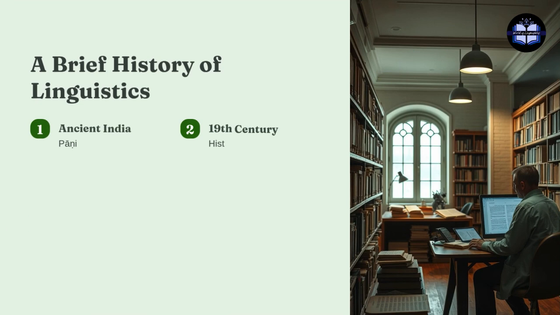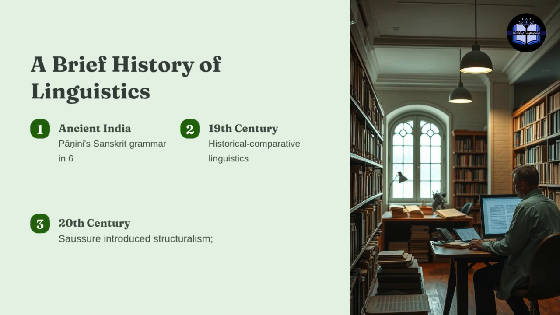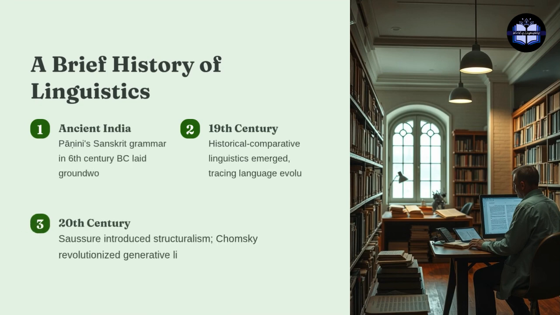Now, let's rewind and take a quick look at the history of linguistics. In ancient India, around the 6th century BCE, a brilliant scholar named Panini wrote a detailed grammar of Sanskrit. Think of it as a first ever guidebook to language structure. We are going to discuss the book in our upcoming videos. Fast forward to the 19th century, linguists started comparing languages to figure out how they evolved. For instance, how Latin transformed into French, Spanish, and Italian.